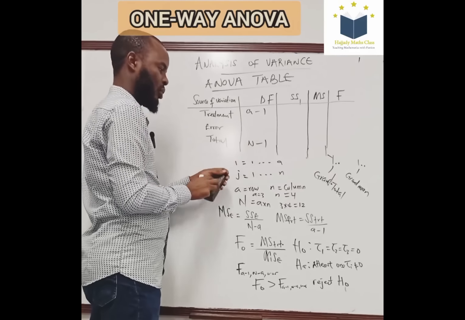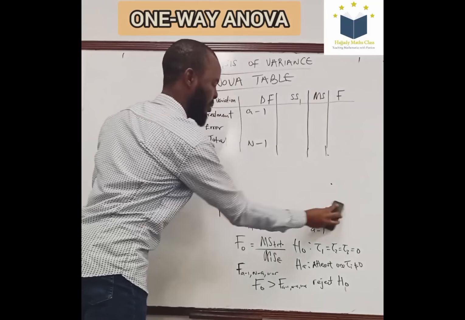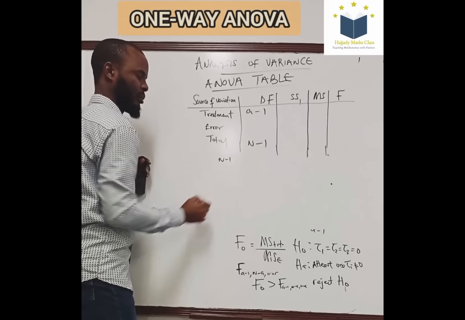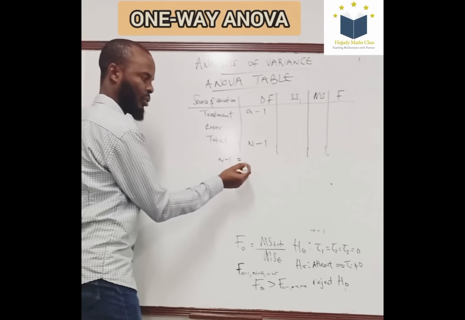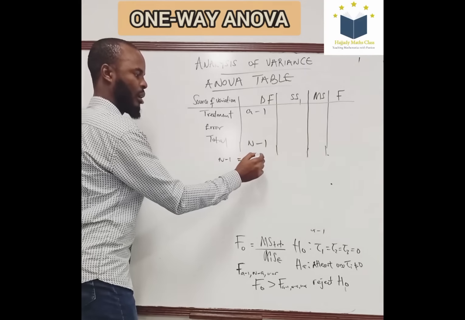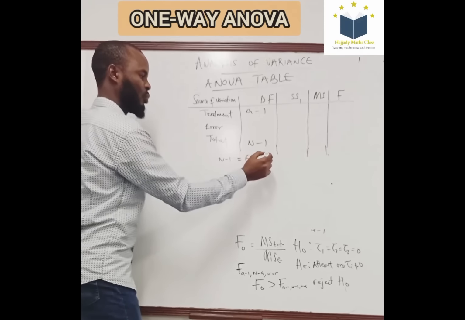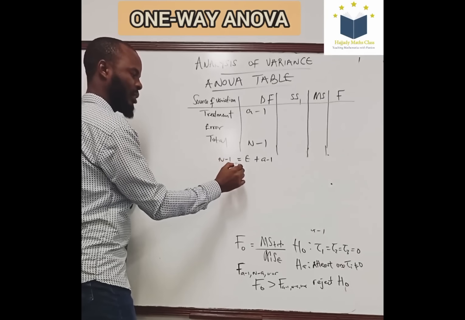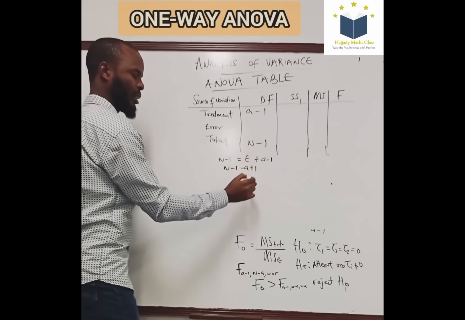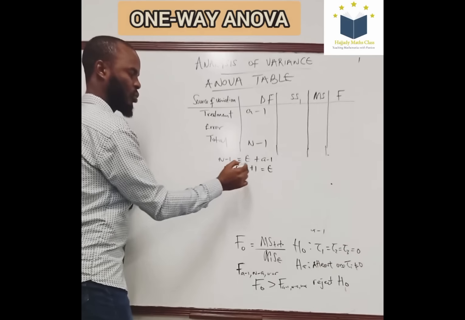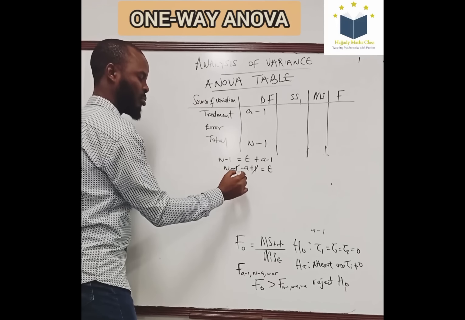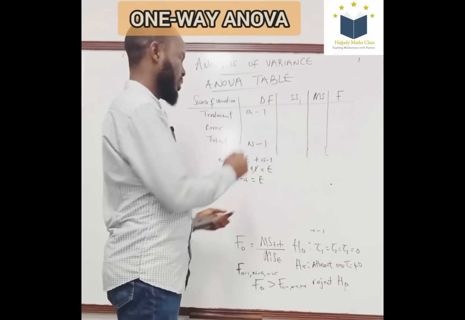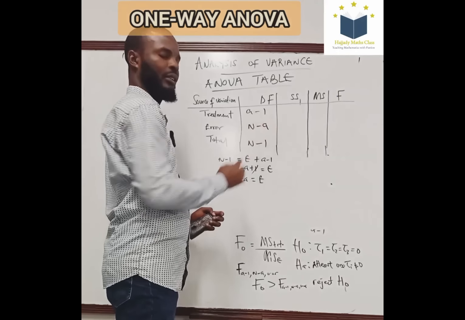But for error, calculating error is the same thing as saying the degree of freedom of total, which is N minus 1, equals the degree of freedom of error, let's call that E, plus the degree of freedom of treatment, which is A minus 1. So to get the value of E is like saying N minus 1 minus A plus 1. So minus 1 plus 1 cancelled, you have N minus A. That's the degree of freedom of error. So this is the same thing as N minus A.